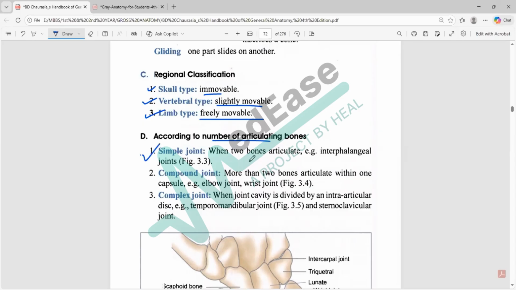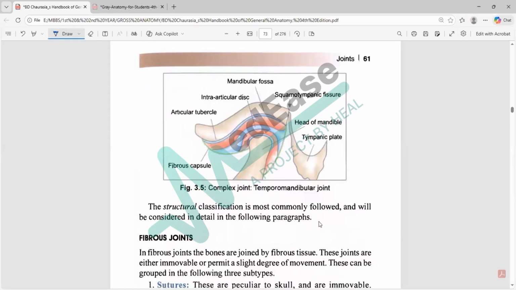The simple joint involves only two bones, like the scapula and the humerus involved in the shoulder; the compound joint involves more than two bones, which includes the humerus with the radius and the ulna involved in the elbow joint. Then we have the complex joint, which involves an articular disc in between them. We have the temporomandibular joint and the sternoclavicular joint. These are the typical complex joints which have an intervening cartilage or articular disc, which divides the joint into two main articular cavities.